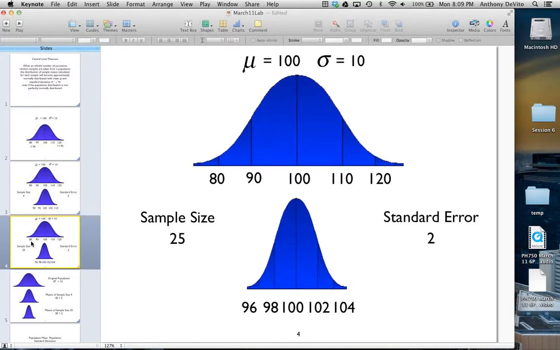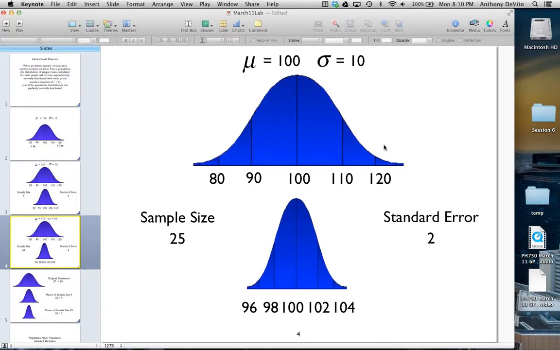Now, if I go a little further, if the sample size increases, then each sample that we take is going to be a better representation of the mean. It's going to be closer to the mean. So the distribution of all those sample means is going to be even closer to the population mean. There's going to be less spread there.